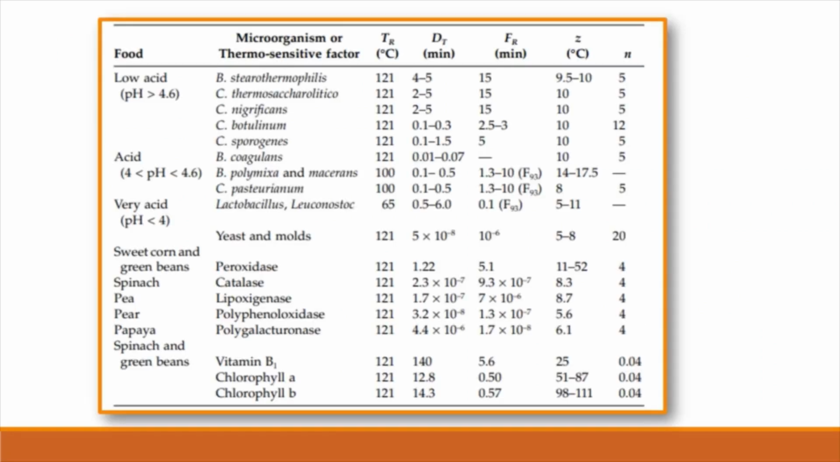Let us see Z values of some of the important microorganisms and some enzymes. This is the table taken from a research article. From this table, we can clearly see that for Clostridium botulinum, the Z value is 10 degrees centigrade. For Lactobacillus, it's 5 to 11 degrees centigrade. For yeasts and molds, the Z value is 5 to 8 degrees centigrade. For enzymes like peroxidase, the Z value is 11 to 52 degrees centigrade. For some vitamins like vitamin B1, the Z value is 25 degrees centigrade.